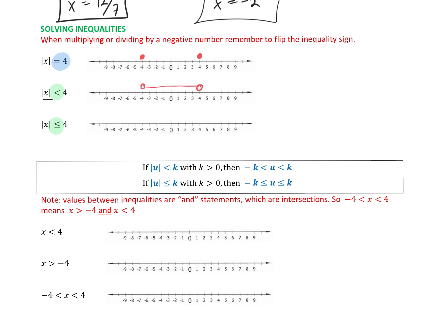Anything inside of here is going to be less than 4 units away from 0. Again, the x value should be less than 4 away from 0. So those are all these values in here. Let's take a look at the next one.